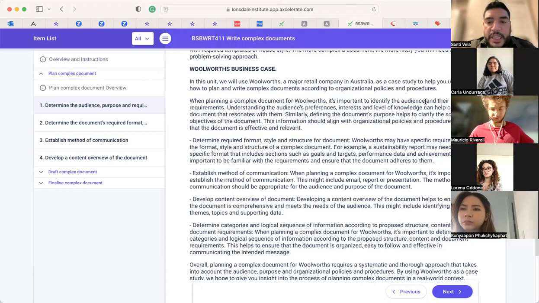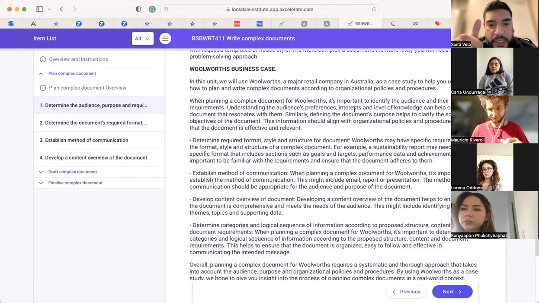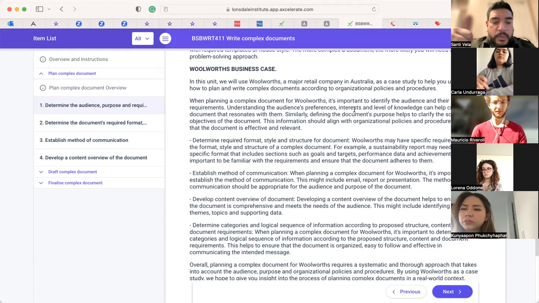Similarly, defining the document's purpose, which is the objective. When you see the word purpose, please read that as the objective to help to clarify the scope. This information should align with organizational policies and procedures. All right. So that is like the framework of the business case. Now, what do we need to do with that business case? First, we need to determine the format, style, and structure of that document.